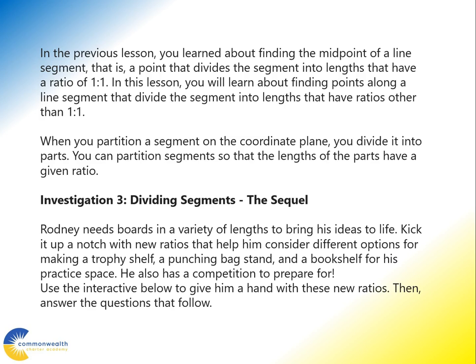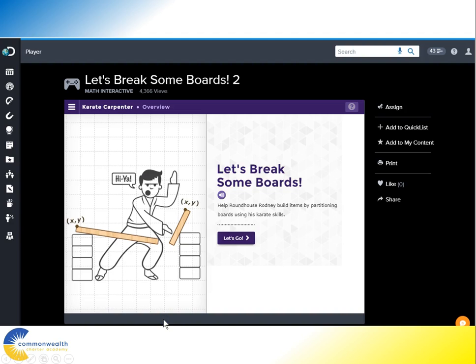To introduce those methods, you're going to work with another interactive, which is very similar. It's called Let's Break Some Boards 2. Basically, it's going to have you split these boards in not only 1-to-1 ratios, which will still show up, but they'll also have you doing other ratios as well, and you have to devise a way of doing that.